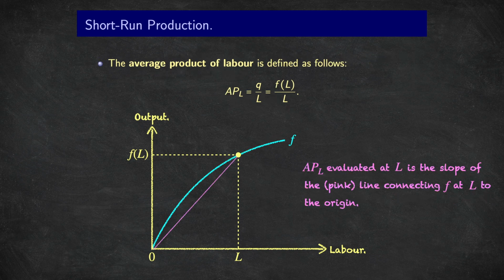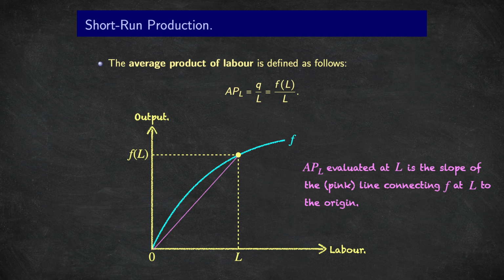The next important idea is called the average product of labour. Okay, so average product of labour is defined exactly as it sounds. We say, if we're employing L units of labour and our output is F of L, then on average, how much is each unit of labour producing? Well, we take that F of L and divide it by L, and we call that the average product of labour. Okay, so on average, how much is each unit of labour producing? Mathematically, it's F of L divided by L.